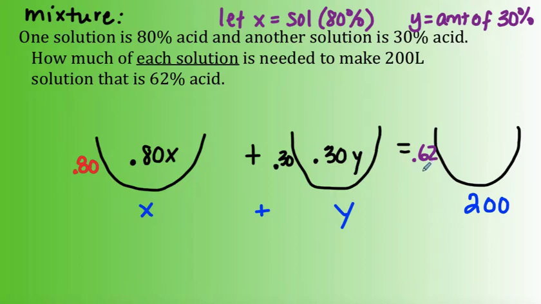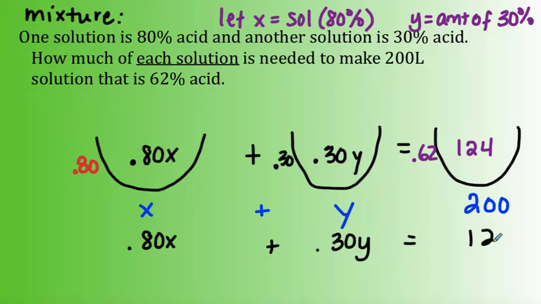So I have to multiply. Mix means multiply. So 0.62 times 200 gives me 124. And then what's in the bowls is your second equation. So I'm going to write it right here: 0.80x plus 0.30y equals 124.